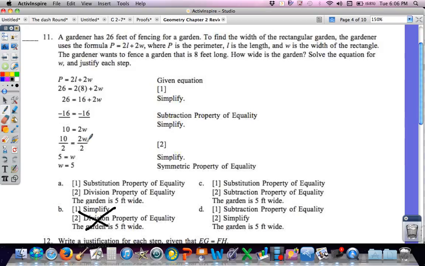Now, dropping down to this point, we had 10 equals 2W. We ended up dividing on both sides. So that is the division property of equality. That is why number 11 is A.